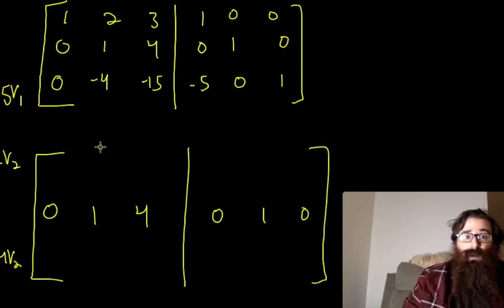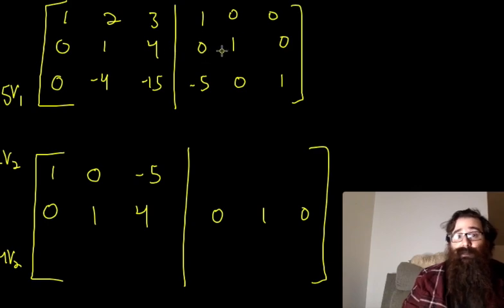But let's work in row 1. So 1 minus 2 times 0 is 1. 2 minus 2 times 1 gives me that 0 that I wanted. 3 minus 2 times 4, so that's 3 minus 8, gives me negative 5. And then we continue. 1 minus 2 times 0 gives me 1.